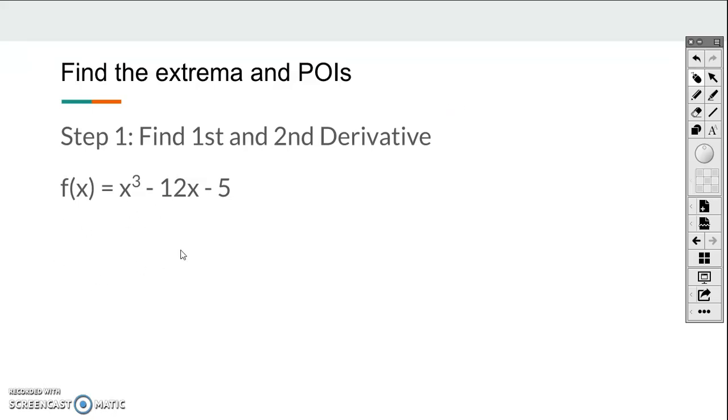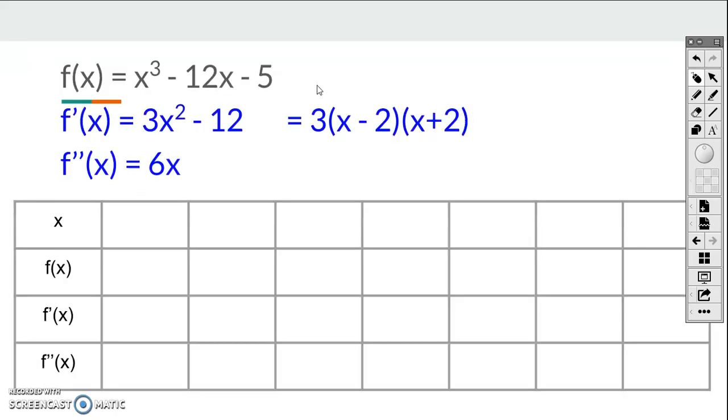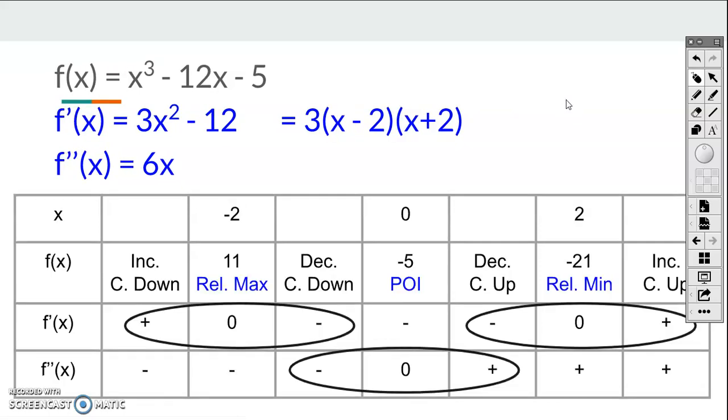So we take the first derivative and the second derivative, and set them equal to 0. So there's my first derivative, there's my second derivative. In order to set them equal to 0, I'm probably going to want to factor. So the first derivative would be 0 when x is 2 or negative 2. The second derivative would be 0 when x is 0. So we're going to fill in our table and then check positive or negative on each side.